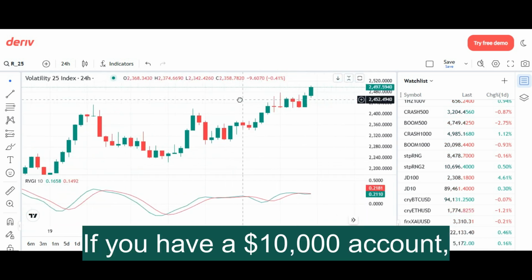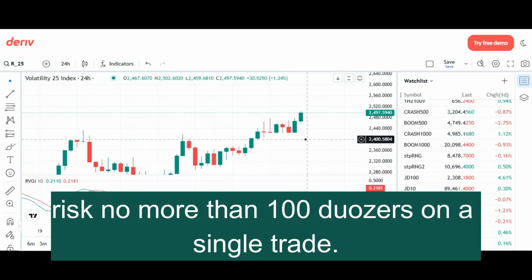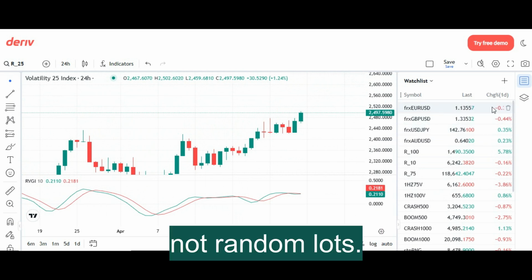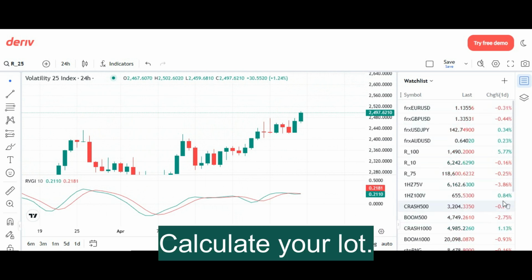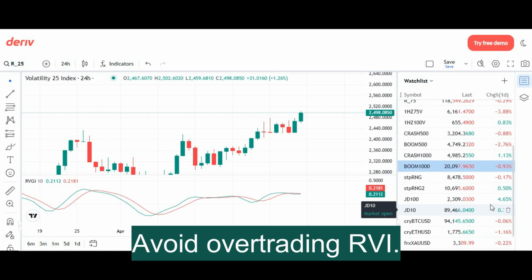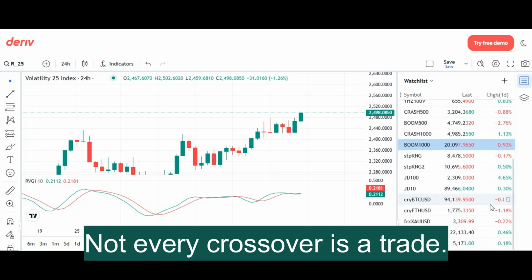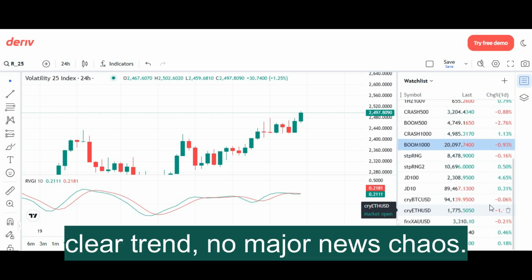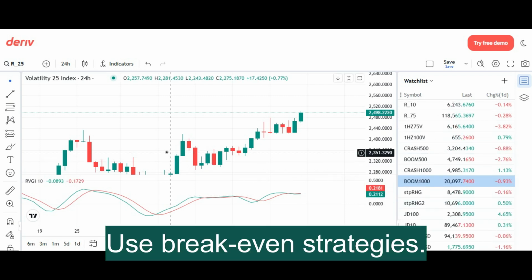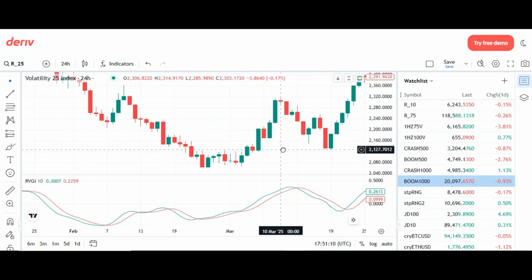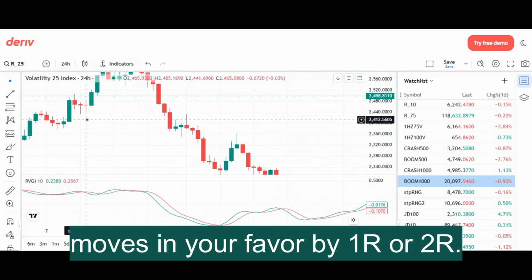If you have a $10,000 account, risk no more than $100 on a single trade. Use position sizing, not random lots. Calculate your lot size based on stop distance and account size. Avoid overtrading RVI. Not every crossover is a trade. Wait for clean conditions. Clear trend, no major news chaos. Use break-even strategies. Move your stop to break even once the trade moves in your favor by 1R or 2R.